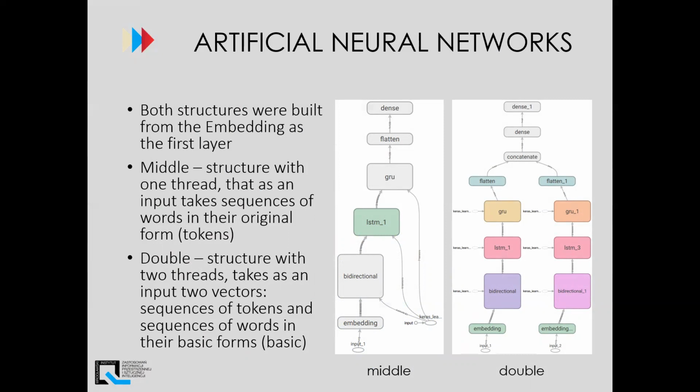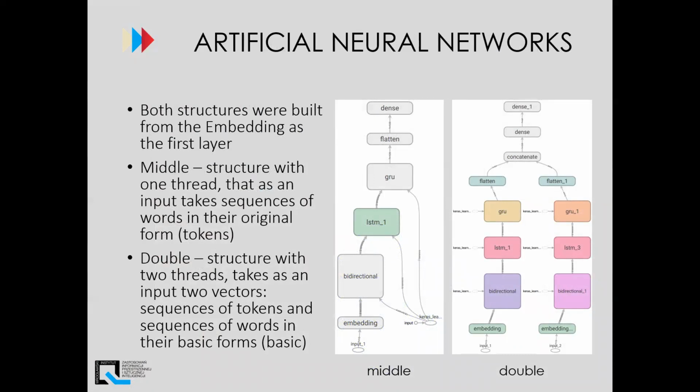Embedding layers in both artificial neural network structures are followed sequentially with BiLSTM, LSTM, and GRU layers. LSTM, BiLSTM, and GRU layers were built from 128 neurons with default hyperbolic tangent activation and sigmoid recurrent activation functions. The penultimate dense layer in an artificial neural network with two threads was implemented with 64 neurons and ReLU activation function.